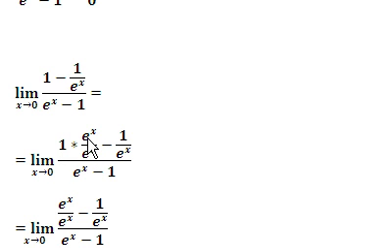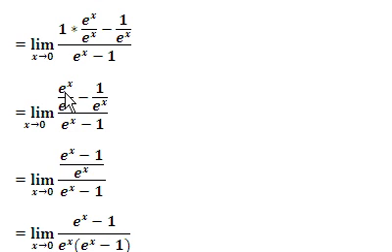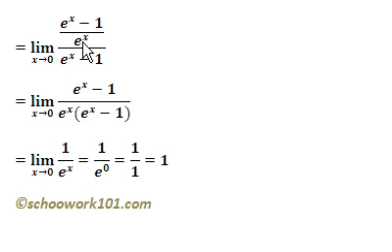And 1 times e to the x is just e to the x. So now that I have a common denominator, I can add the numerators. So we have e to the x minus 1, right? And then we just rewrite our denominator. Now what I'm going to do is take this e to the x and more or less drop it down into the denominator.